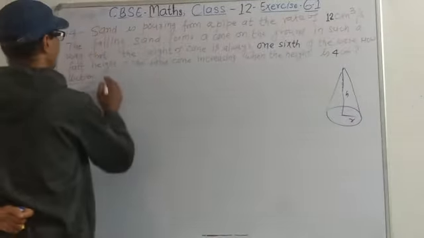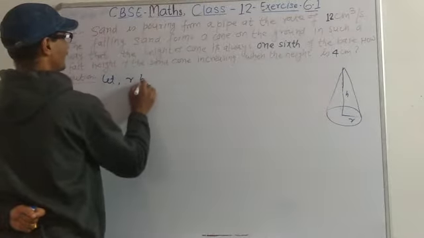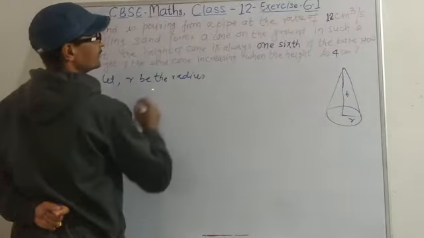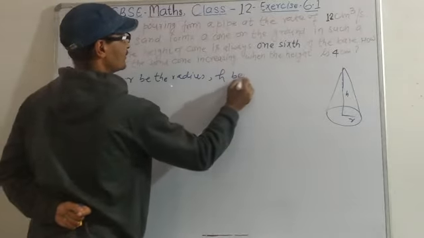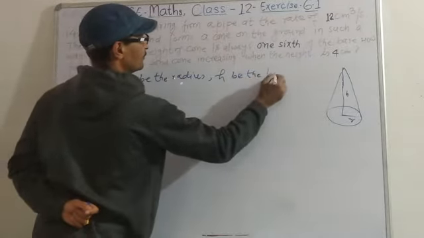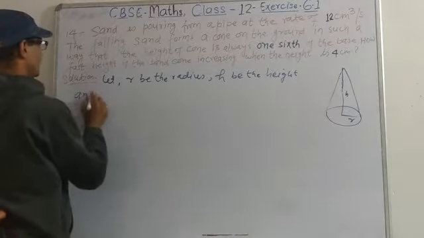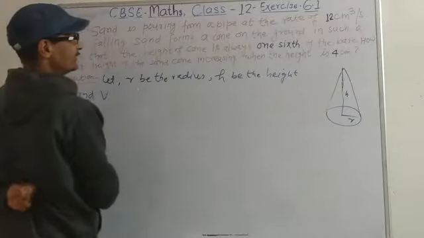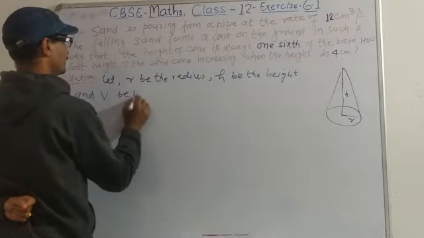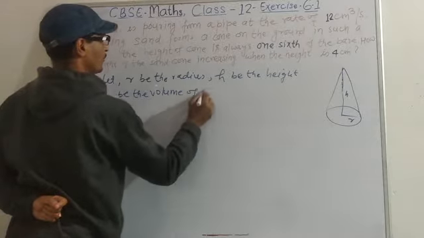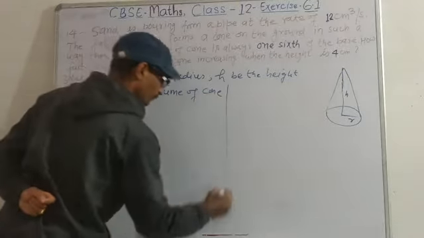First we write: let r be the radius, h be the height, and let V be the volume of the cone.